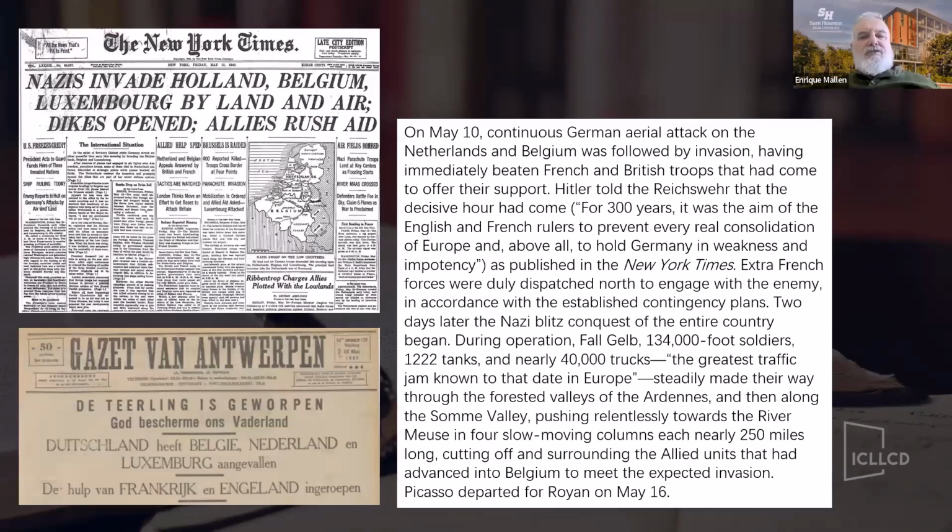On May 10th, continuous German aerial attack on the Netherlands and Belgium was followed by invasion. Having immediately beaten French and British troops that had come to offer their support, Hitler told the Reichswehr that the decisive hour had come. For 300 years, it was the aim of the English and French rulers to prevent every real consolidation of Europe, and above all, to hold Germany in weakness and impotency, he wrote.